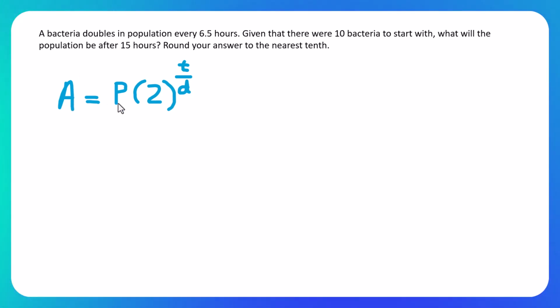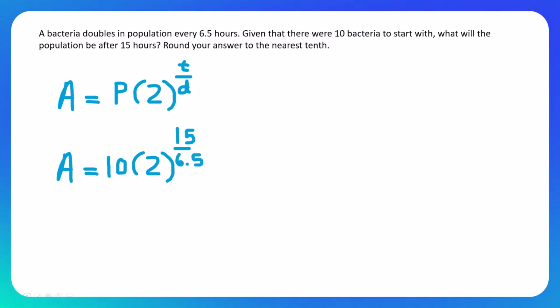A equals P times 2 to the T over D. P is our initial amount, 2 is our base, T is our total time, and D is our double time. So A equals 10, our initial amount, in place of P, and then T is 15 and our double time is 6.5. Put this into Desmos or your calculator and you'll get 49.50905142122. Rounding to the nearest tenth is 49.5.